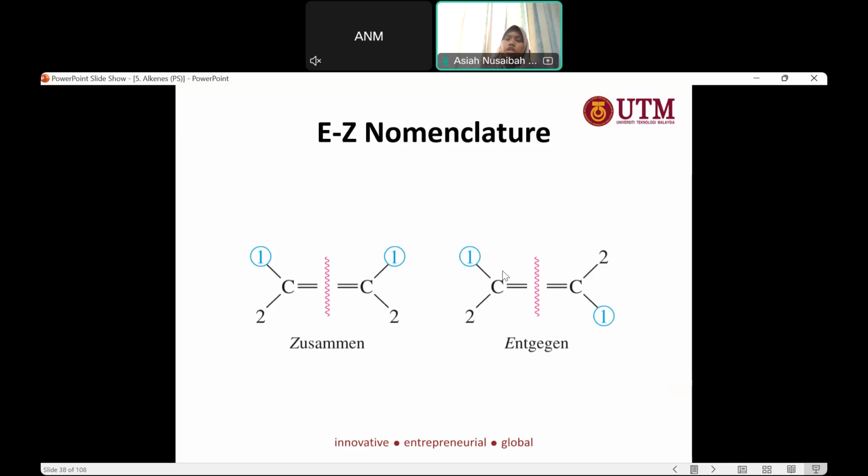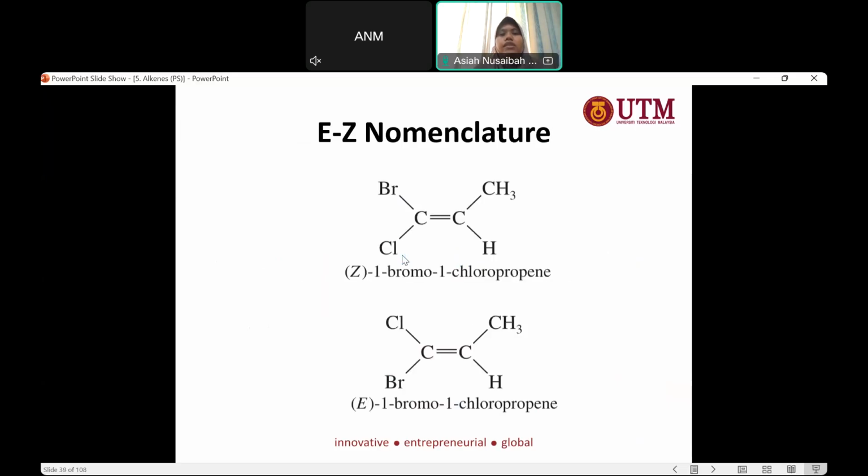Then we have a trans here, or E, entgegen. So here we have 1 here, in contrast 1 is here, so it's E, or trans. All right, so this means the same priority is in contrast position. This, the same priority is at the same position. This is an example.